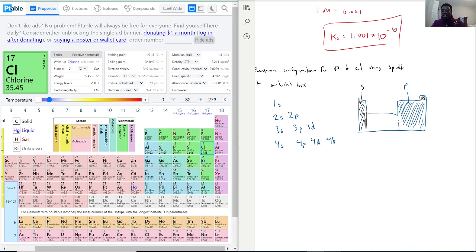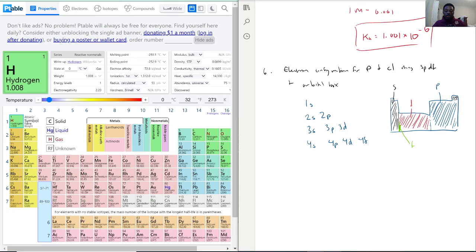With that being said, the reason why I mentioned that is because we pretty much just count through, and we have to make sure that we're referring to the right orbital. So hydrogen will be 1s1, helium will be 1s2. So for both chlorine and phosphorus, we so far have 1s2.